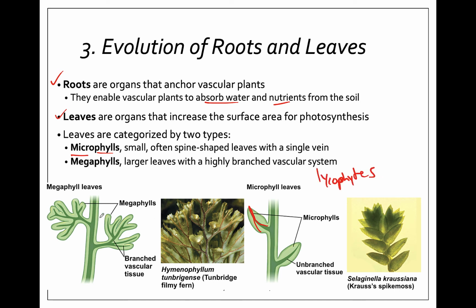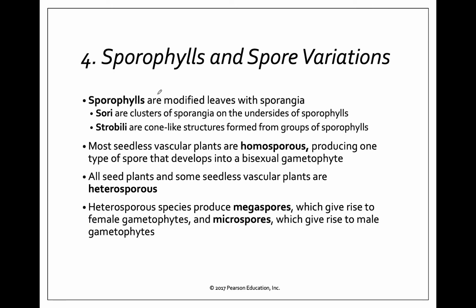All other plants have megaphylls, which are typically larger leaves, and they have a branched vascular system. Seedless vascular plants also start to show modified spore variations. So a sporophyll is a leaf with sporangia. If you see a fern, here's my fern, they will have these dots on the bottom of their leaves called sori that are full of sporangia. Some plants use cone-like structures called strobili that are also formed from a group of sporophylls.